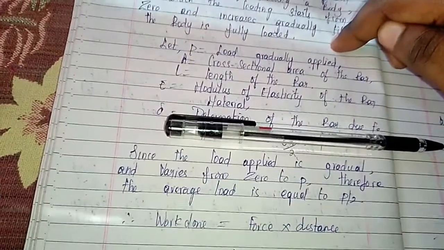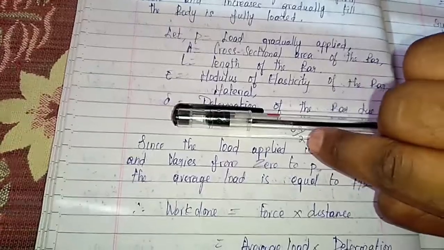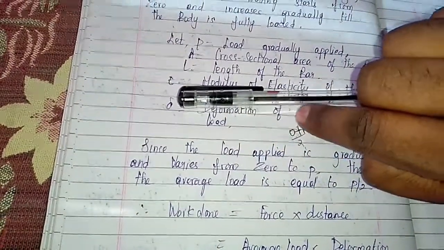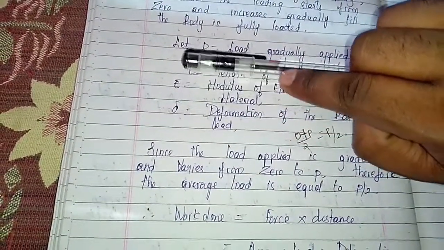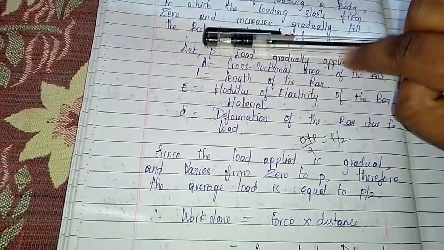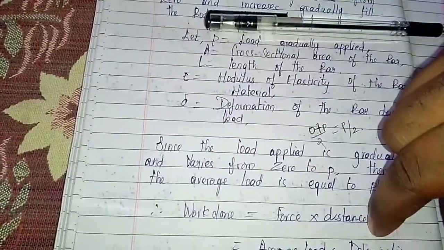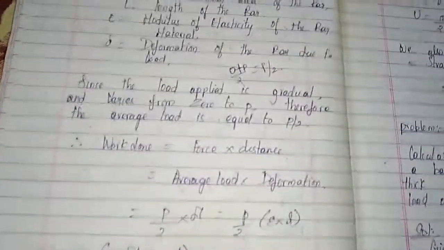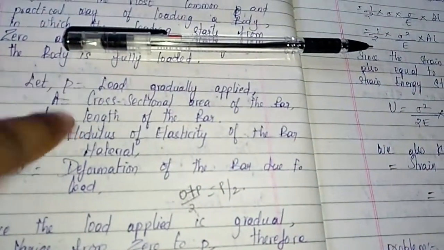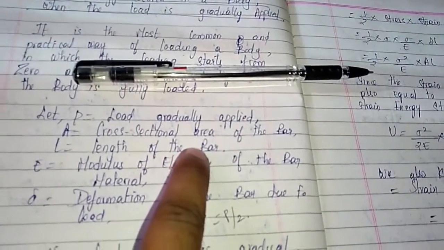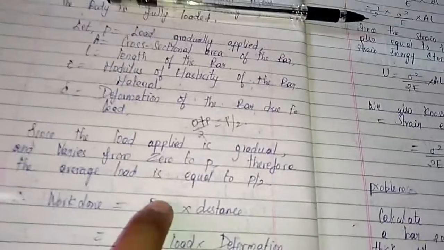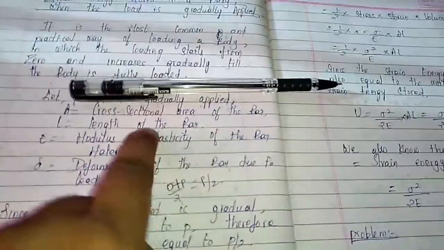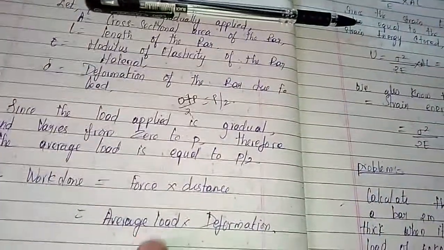So how will I do work? First, I will apply some force on this material. Due to the force, it moves a particular distance. So force into distance is nothing but the work done. Here, in this concept of strain energy, we take the force as the average load, because we are applying load on a particular length of the bar. The force is nothing but the load applied on the bar, so we take it as the average load.